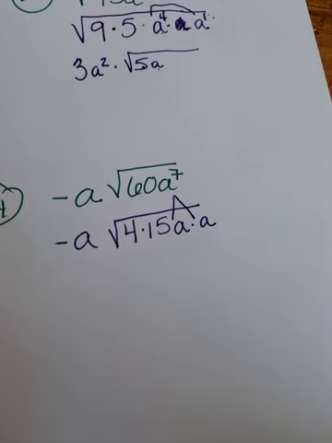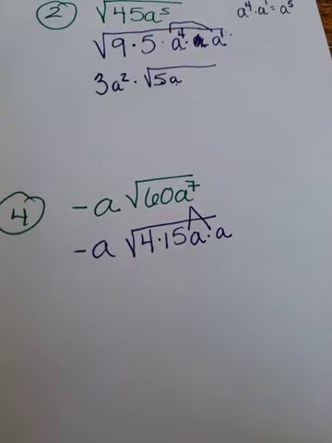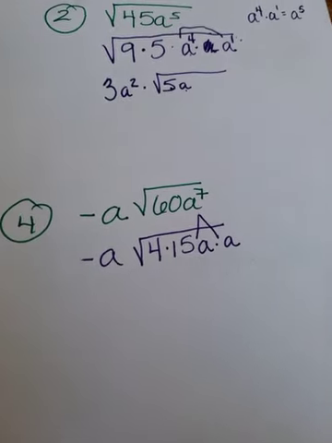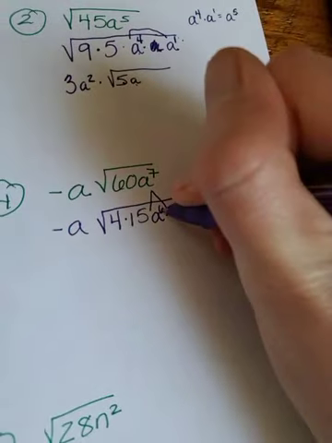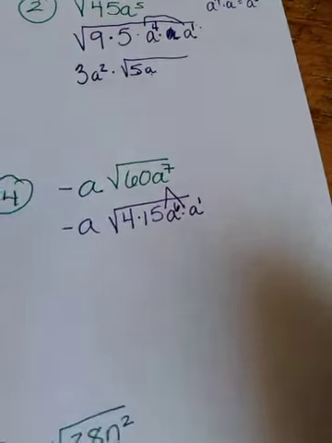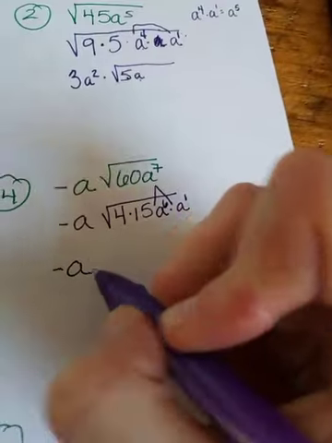One of them needs to be one number less than the number that you see. So 1 less than 7 is 6. And the other one needs to be 1, because 6 plus 1 is 7. This negative a on the outside is coming along for the ride.